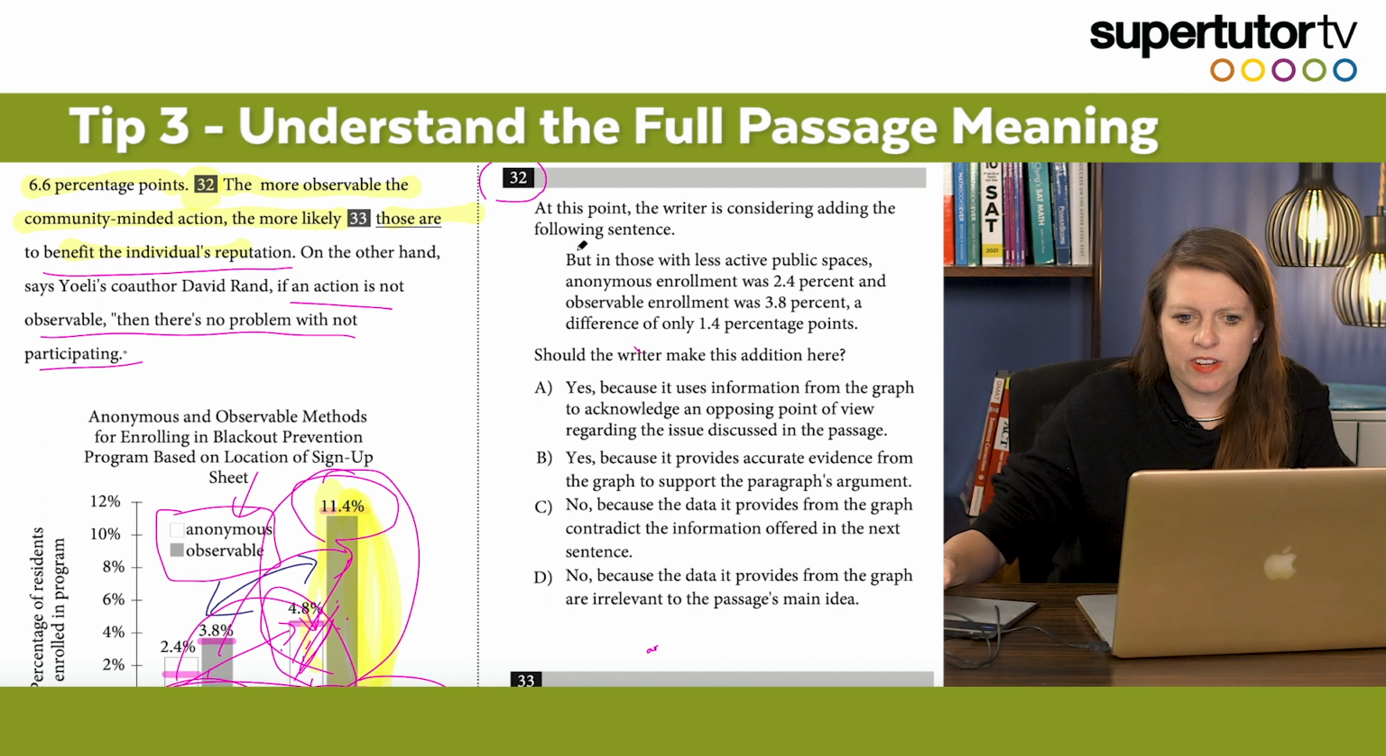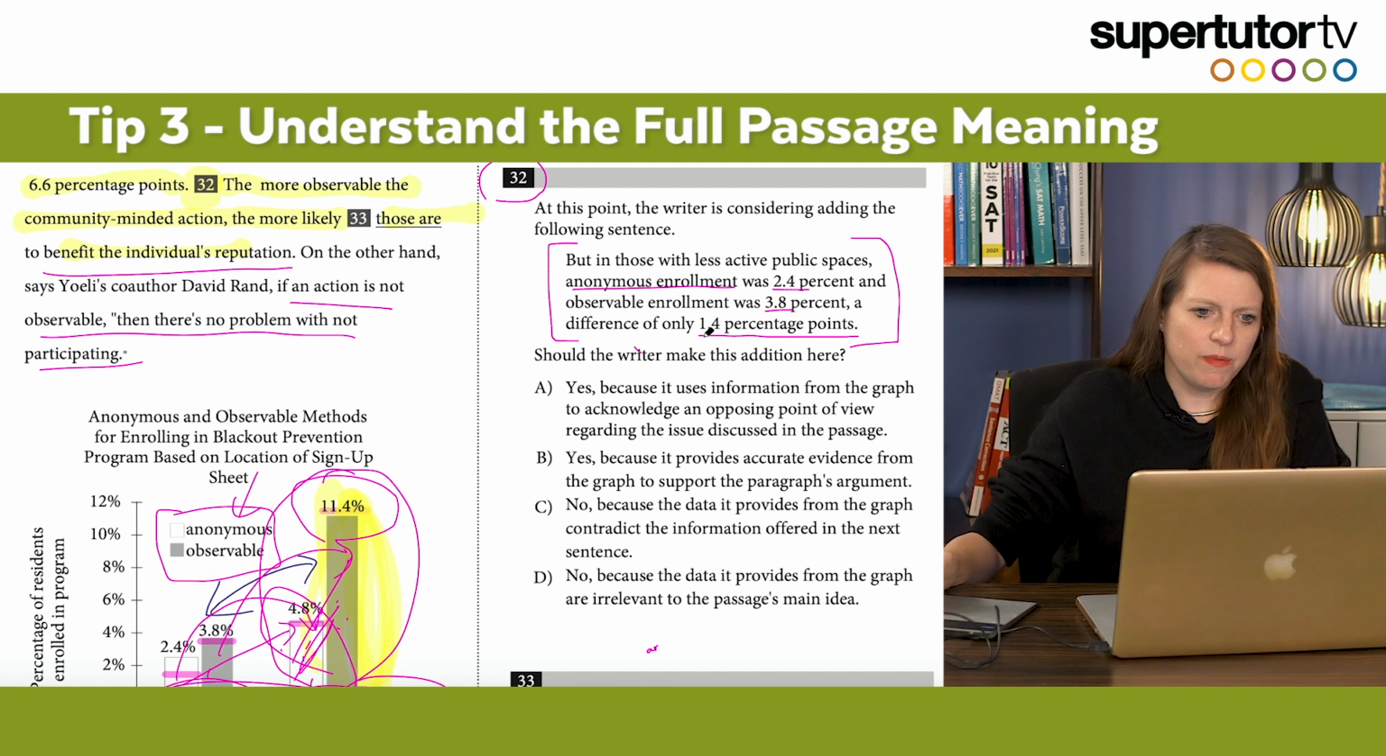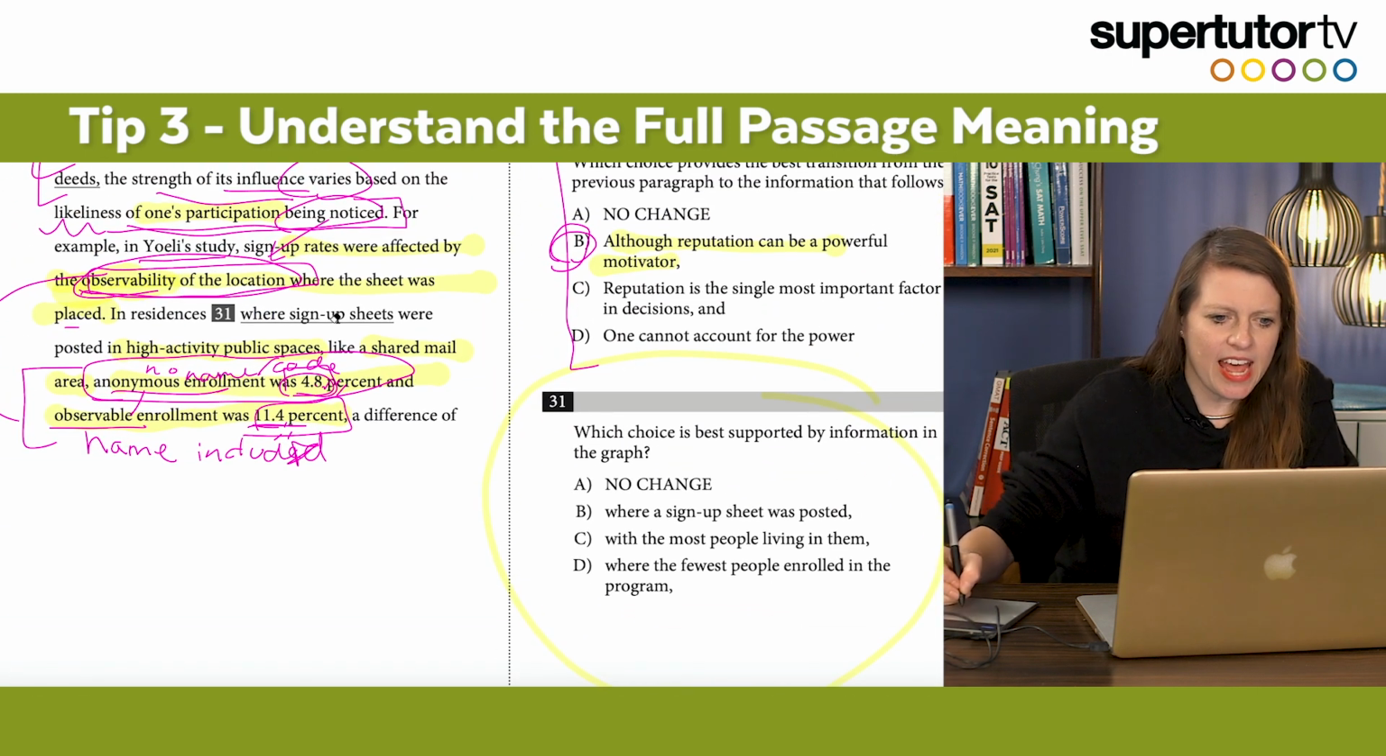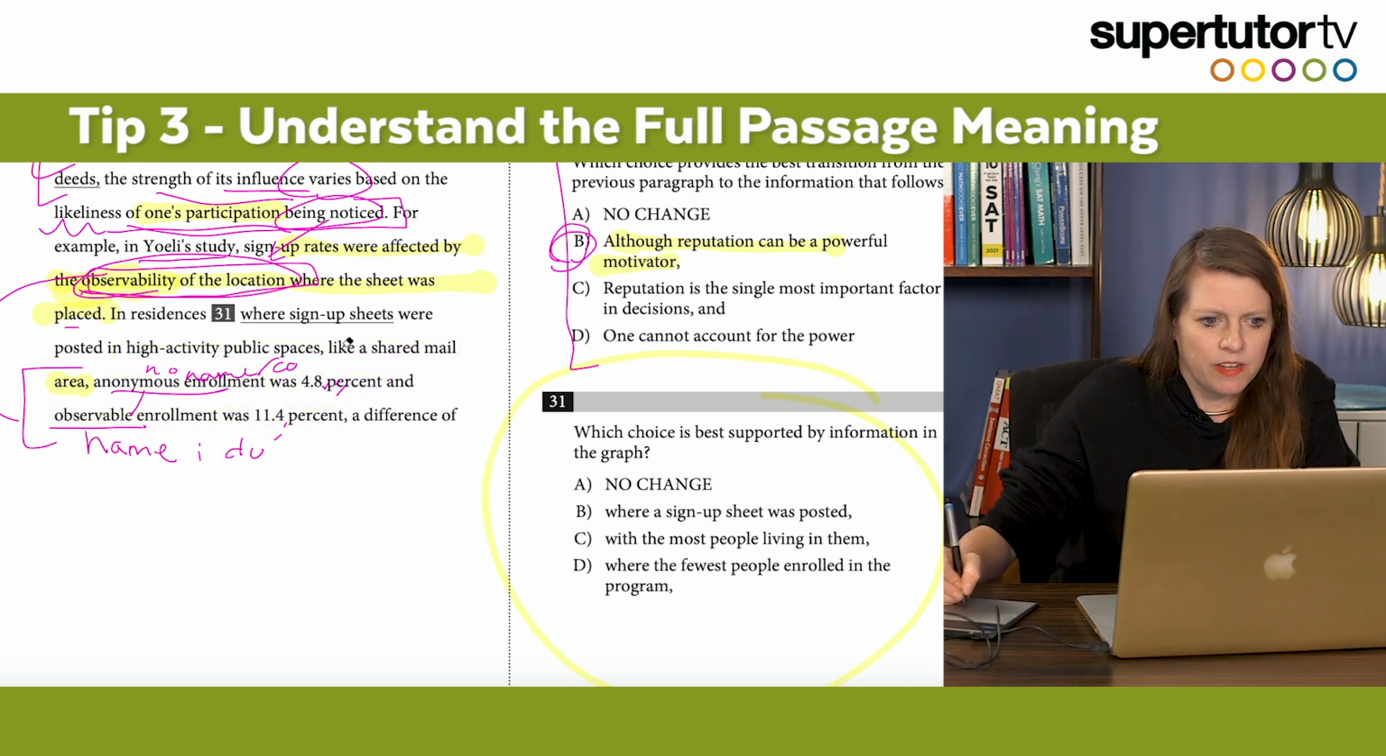32, at this point, we're considering adding the following sentence: but in those with less active public spaces, anonymous enrollment was 2.4%, observable was 3.8%, a difference of only 1.4 percentage points. So this is a nice sentence. If I look at what's going on over here, though, we already have a sentence that's kind of similar, but it's about high activity public spaces. So it says here, in residences where sign-up sheets were posted, but I'm like, sign-up sheets, what are sign-up sheets? I have no idea what's going on.